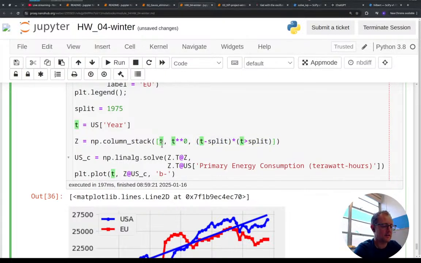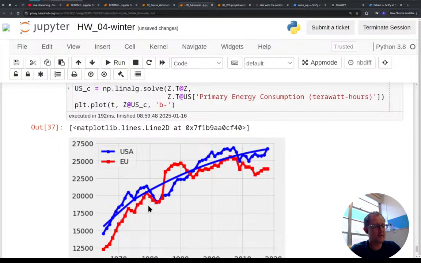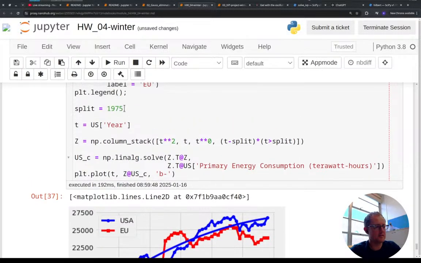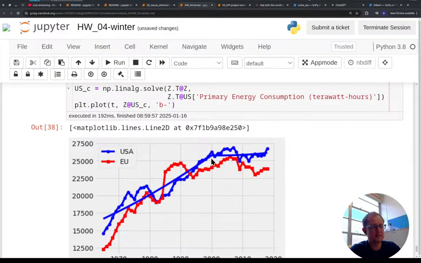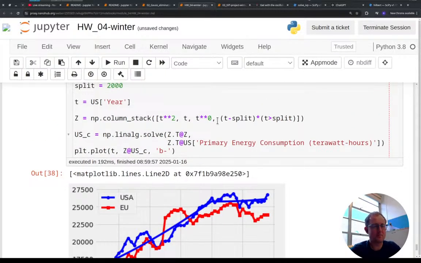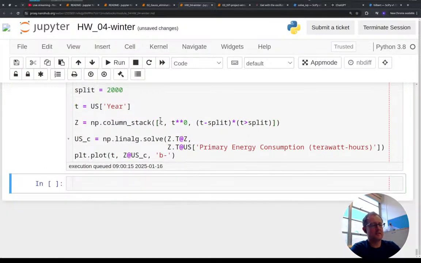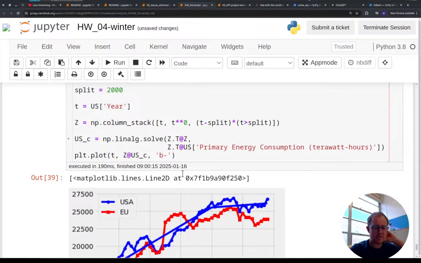Or I could even say, well, there's also a quadratic term in here, right? Why not? And now it looks pretty quadratic, but we'll say this one's the year 2000. And now it's a weird one, it's curving concave up and then concave up again. And probably I would want a split in the quadratic curve too. But that's the magic behind this.